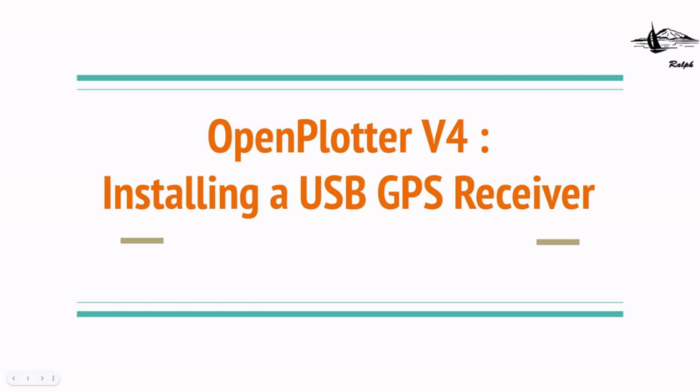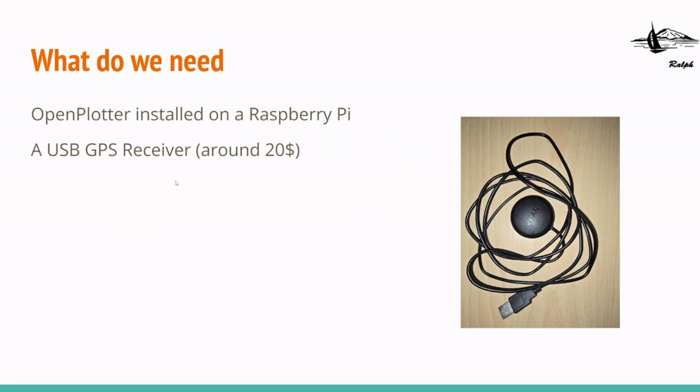Hi, I'm Ralph, and today I'm going to show you how to connect a USB GPS receiver onto OpenPlotter on your Raspberry Pi. So what do we need to do? We need, of course, OpenPlotter installed on the Raspberry Pi. See my previous video on it, and a USB GPS receiver around 20 USD. This is the one I'm going to use in this video.